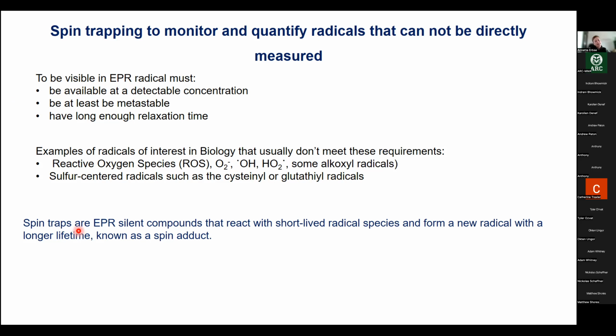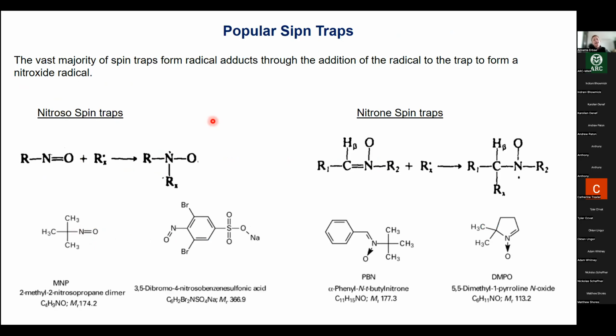So the idea with spin trapping is that you have an EPR silent component, and those are mostly nitroso or nitrone traps that react with the short-lived radical, forming a nitroxide radical that is now pretty stable, and you can track it over time. Here are examples for spin traps. I want to point out DMPO, especially because this is the most widely used spin trap.